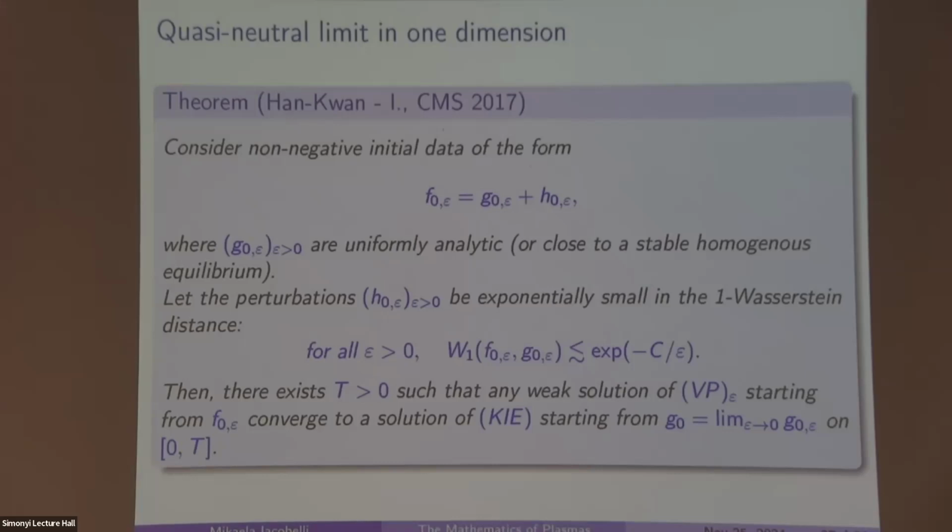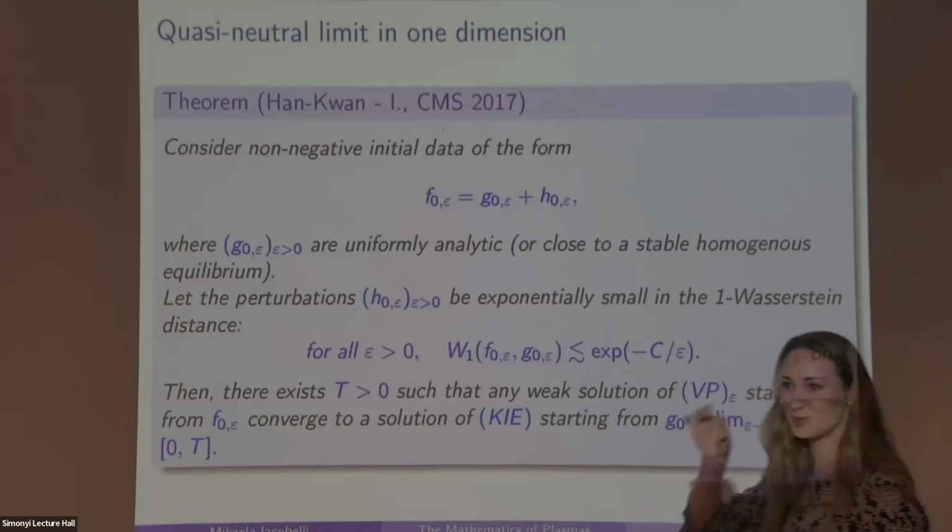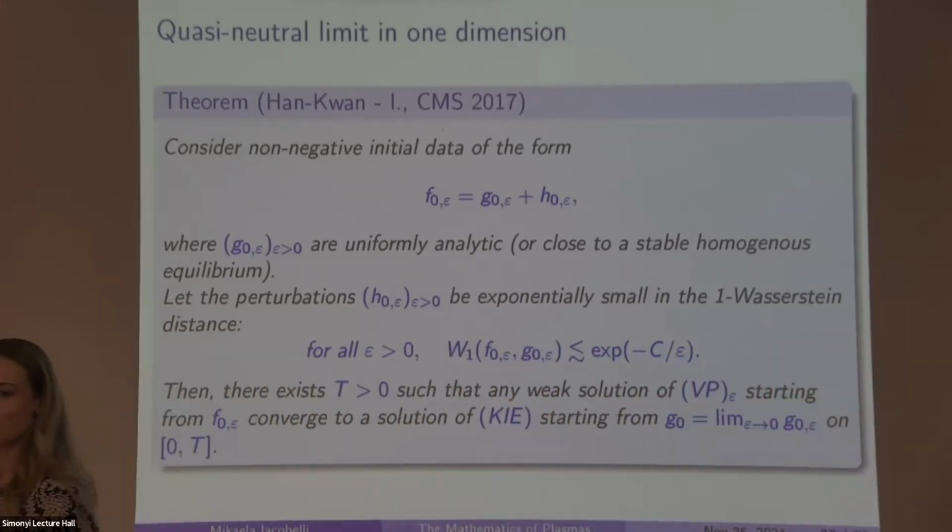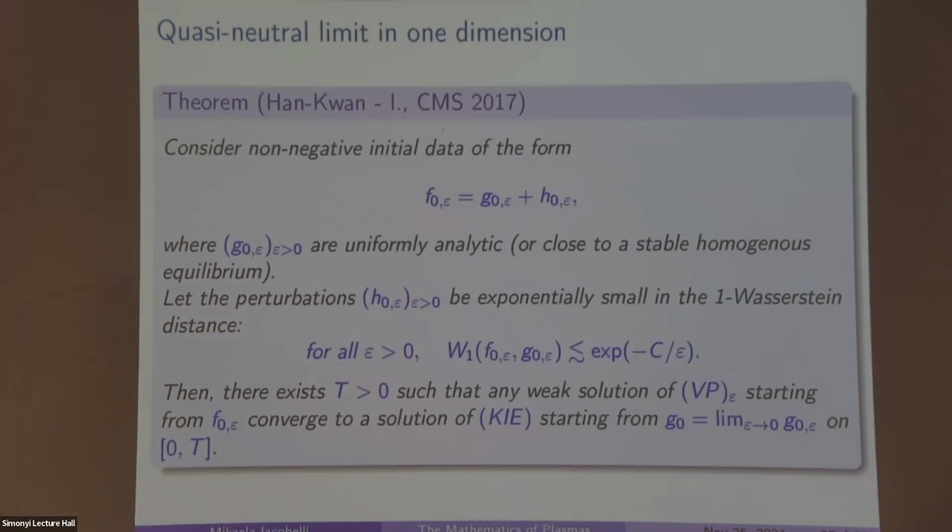And now the whole idea is how small has to be this H0 epsilon in this Wasserstein metric. The first theorem was for electrons in 1D, and we could have this sharp result. So exponential smallness is okay. Polynomial will give a counterexample. So we were satisfied with that.